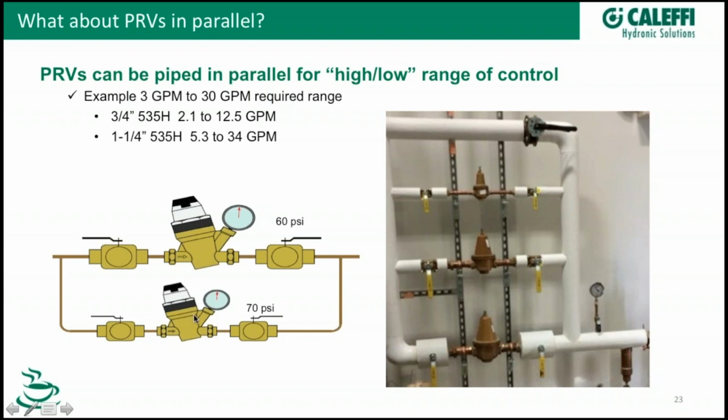And so what you notice here is that the smaller one is set to 70 psi and the larger one is set to 60. Even with our pressure reducing valves, you can do that high, medium, low kind of scenario if you do need to control across a broad range of flows, which is pretty typical in a lot of buildings. So just make sure, again, that you're sizing based on maximum flow, but you always got to consider the minimum flow requirements as well.